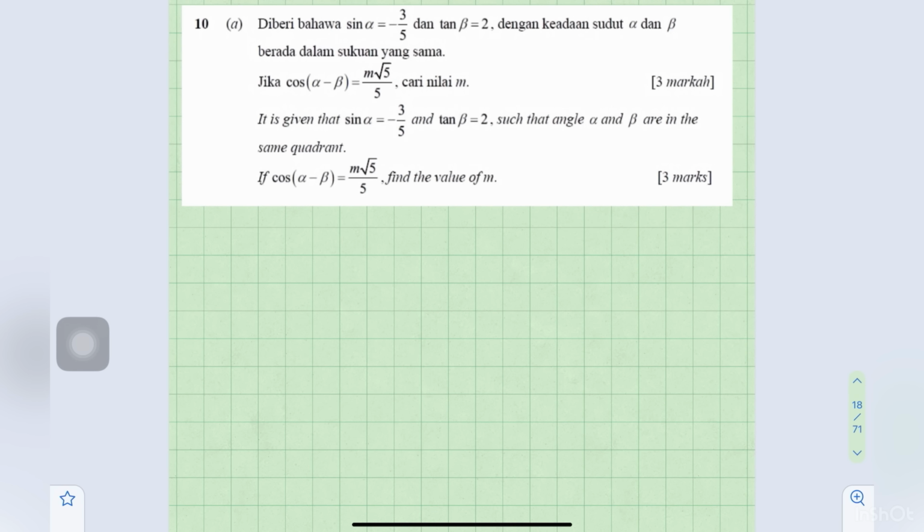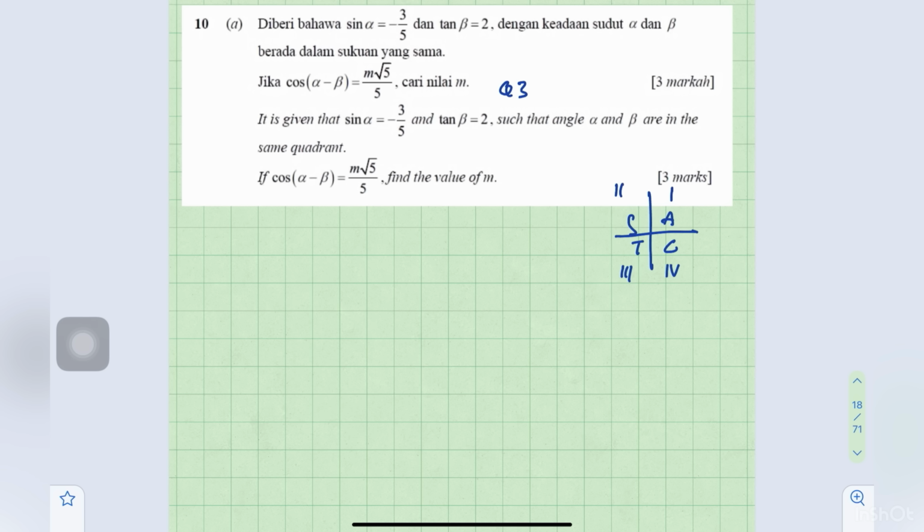Number 10a. It is given that sine alpha equals negative 3 over 5 and tangent beta equals 2, such that angles alpha and beta are in the same quadrant. If cos(alpha minus beta) equals m sec 5 over 5, find the value of m. Okay, so now, given sine is negative and tangent is positive. So now we have quadrants 1, 2, 3, 4, right? So we need to identify where the position of sine negative and tangent positive is. So here we get quadrant 3.